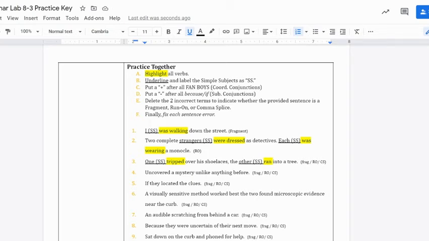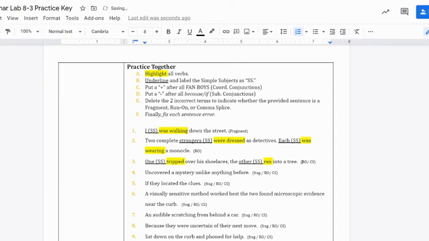So one tripped over his shoelaces, the other ran into a tree. All right, let's check our FANBOYS. For, and, nor, but, or, yet, so. Nope. Because, if, no. Okay, now we're checking to see if it's a fragment, run-on, or a comma splice. Okay, well, we found subject, verb, no FANBOYS, no because, if, since. So we're okay. So we're not looking at that being a fragment, so we can get rid of that. The question is run-on or comma splice.